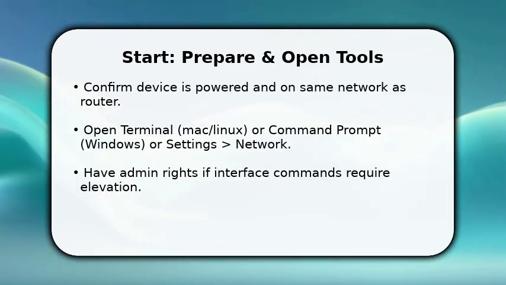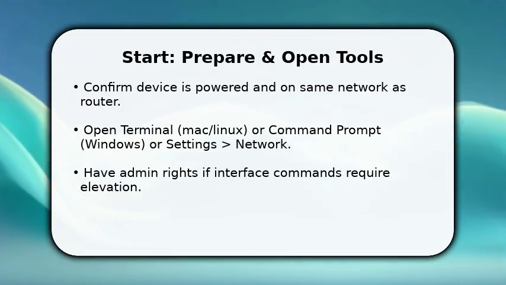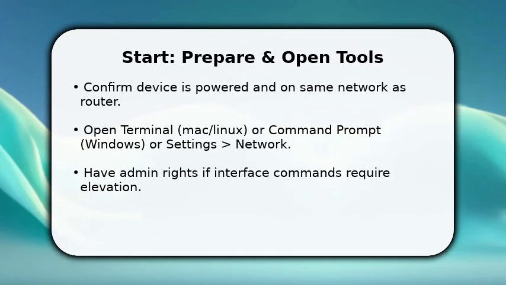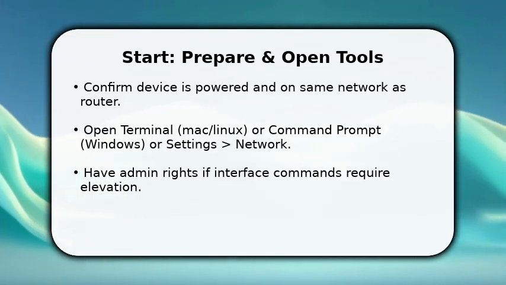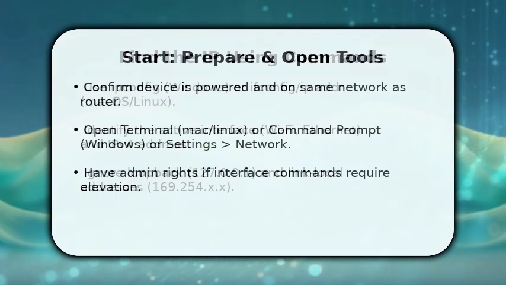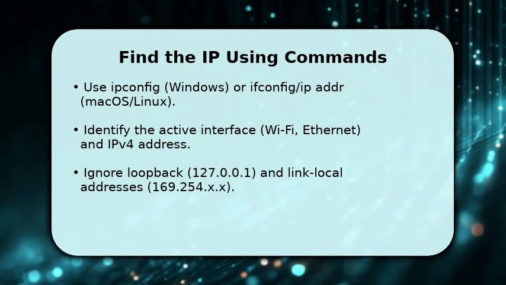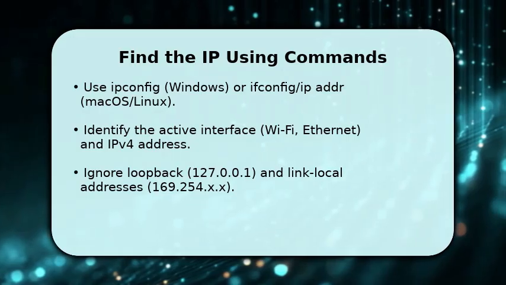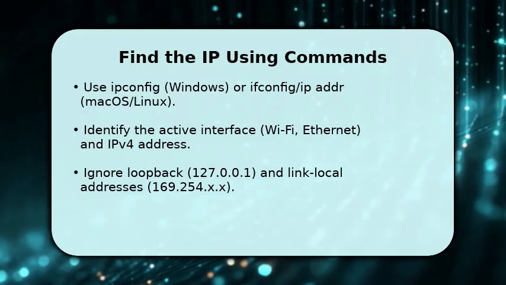This matters because local IPs are assigned per interface. Once you open the right tool, you can query the active interface directly. Make sure to elevate if prompted so commands return full details instead of limited info. Run the appropriate command, ipconfig on Windows or ifconfig on Mac OS and Linux.